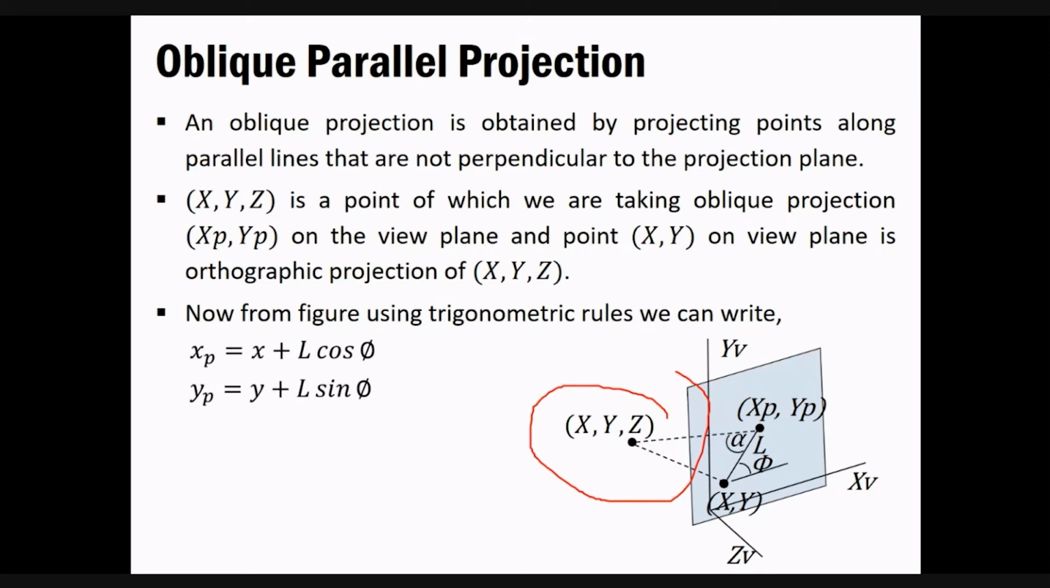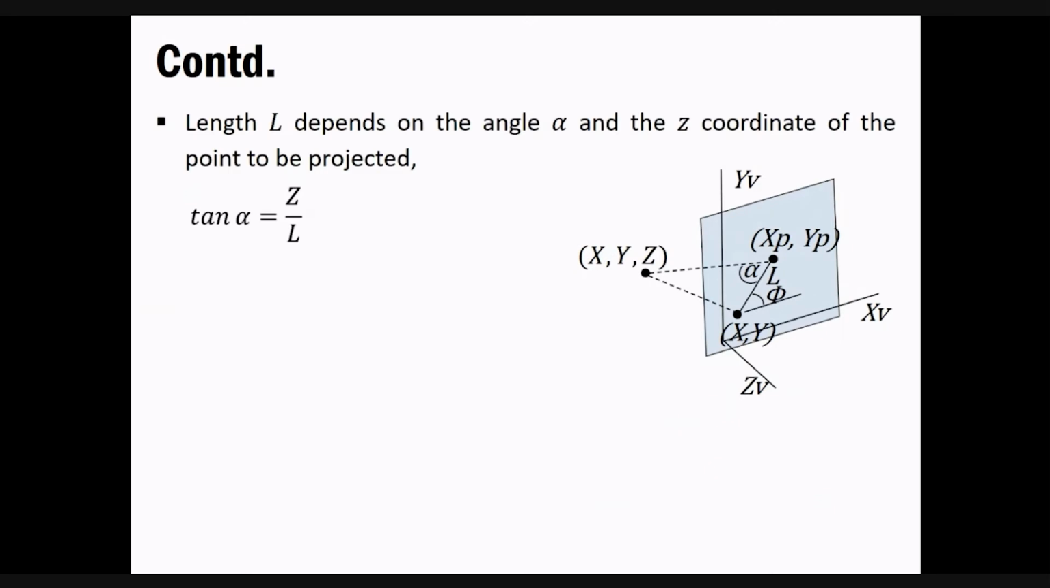So for xp, we have x plus L cos phi, and for yp, we have y plus L sine phi. Now what is this L? It is over here. The length L depends on the angle alpha and the z coordinate of the point to be projected. This is nothing but the length of our oblique projection line, so it depends on the angle and the z coordinate of the point to be projected.